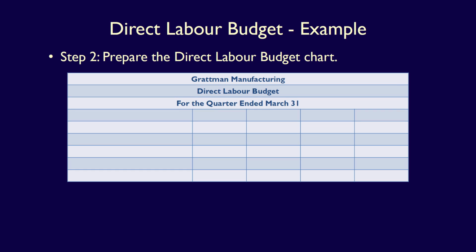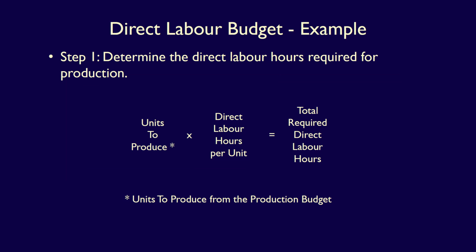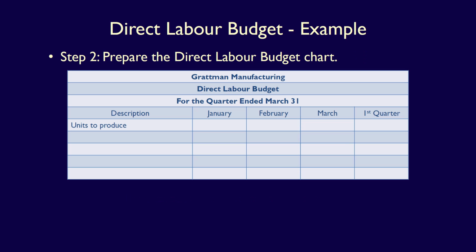We then move on and add the necessary columns. Since we're completing the budget for the months and the quarter, we have 1 column for the description, 3 columns for the months, and 1 column for the quarter, for a total of 5 columns. The headings are description, each of the months, January, February, and March, and finally the total column, which here is named first quarter. We can now use our formula from step 1, units to produce multiplied by the direct labor hours per unit to determine the total required direct labor hours. Applying this to our chart, units to produce is the description in the first row, direct labor hours per unit in the second row, and total required direct labor hours in the third row.